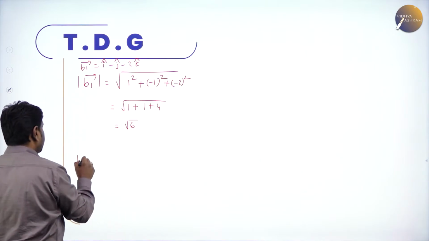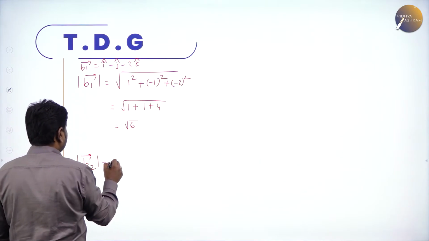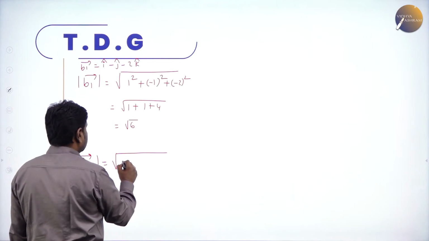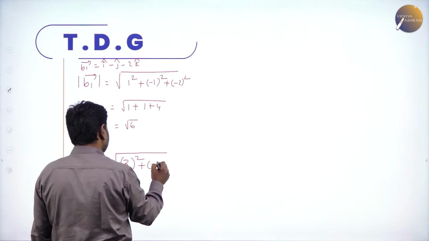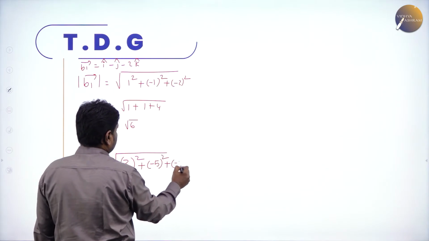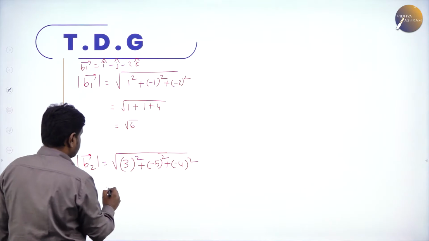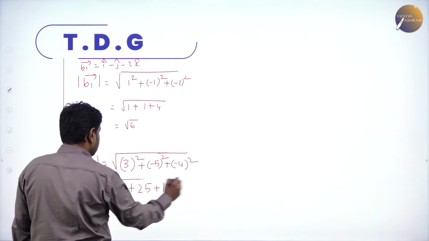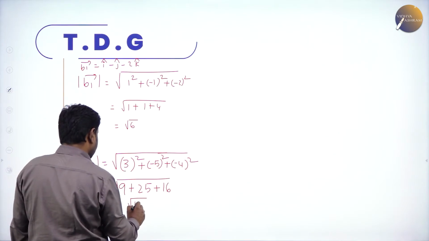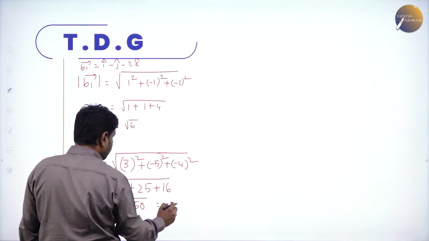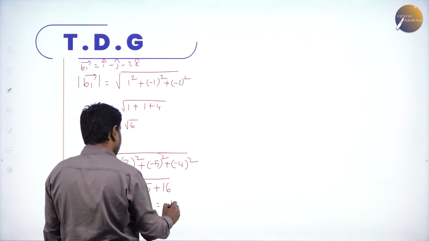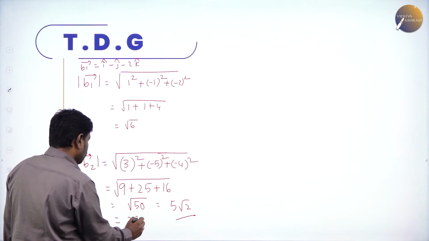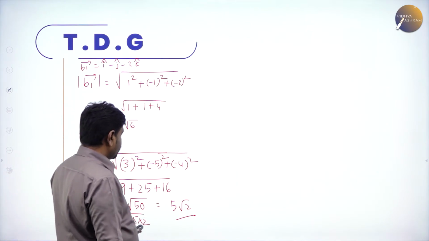Then find the magnitude of b2. What is the magnitude of b2? Root of the second vector, which is 3, minus 5, minus 4. 3 square plus minus 5 the whole square plus minus 4 the whole square. 3 square is 9 plus 25 plus 16. That is root 50. Root 50 you can write as 25 into 2. So root 25 is 5, giving 5 root 2.